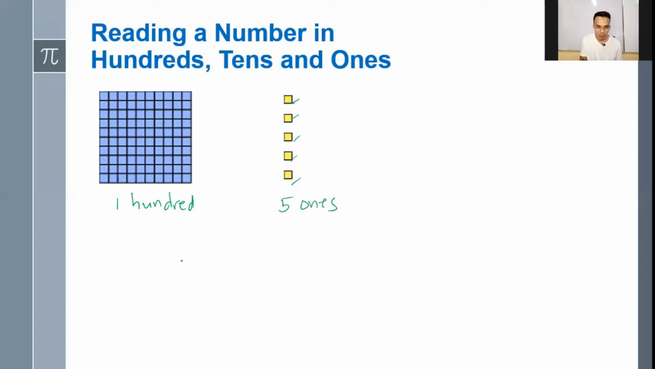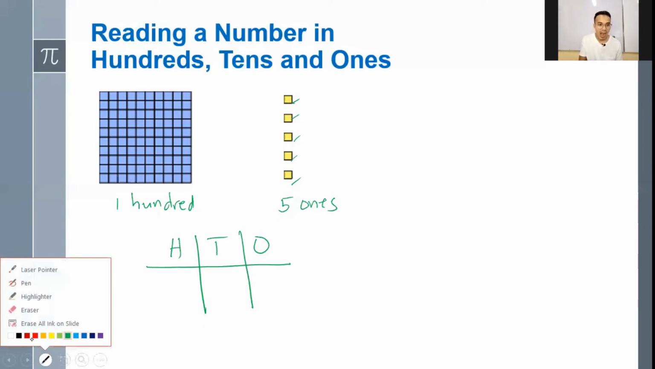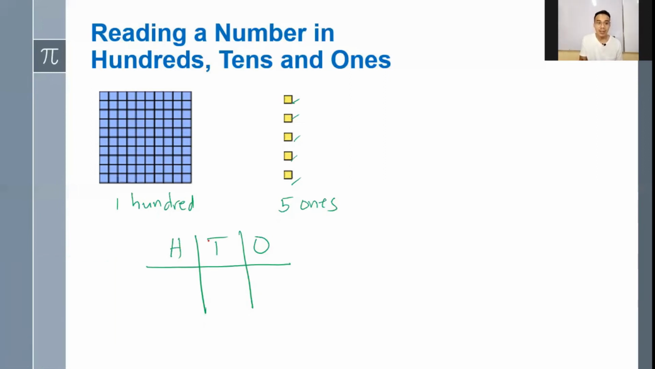Next, we are going to draw or make a place value chart. H, T, O. Hundreds, tens, and ones. Some lines. Then, okay, my question is, how many hundreds are there? There's only 100, so you write here 1.